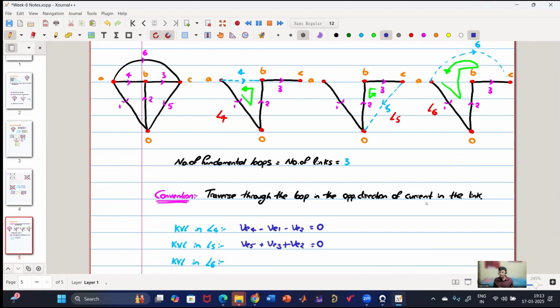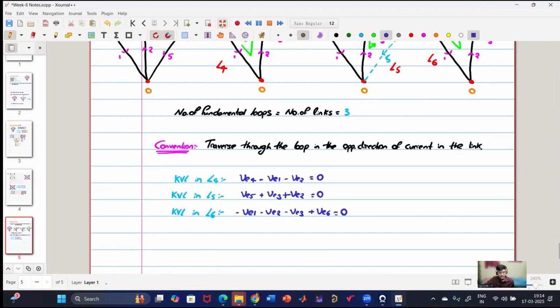So now the KVL equation in loop 6. We are going A to O, O to B, B to C, C to A. VE1, minus VE1. Okay, minus VE1, minus VE2, very good, minus VE3, yes, very good, plus VE6 is equal to 0. Yes, very good. Nandini also mentioned the same in the chat, so she's also right.